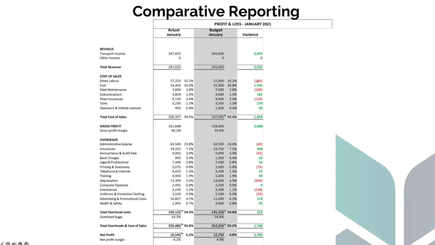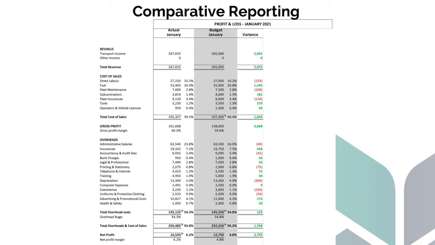But the important point, and this is a simple example, is this column here, variances. The green variances are positive, the red variances are negative. You don't want to be seeing a lot of red on this side, but if it's 233 quid or 100 quid or 120 quid, who cares? At the end of the day, your gross profit, you budgeted 158 and you did 161, so you're 3 grand up. So that's the key thing. You want to look here, look here, look here, and look here. Look at the important figures and see where you're at.